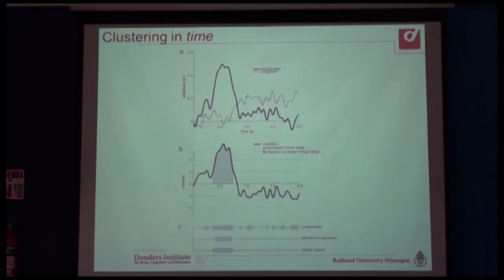We store that in a distribution, and then we randomly shuffle the data, and we again compute the largest cluster, et cetera. And then the largest cluster, which is indicated here in gray, is very unlikely given the null hypothesis of the data being exchangeable. So actually, the gain that we have in this data is very small, because if I do a Bonferroni correction, it's significant. And if I do a cluster-based statistical test, it's also significant.